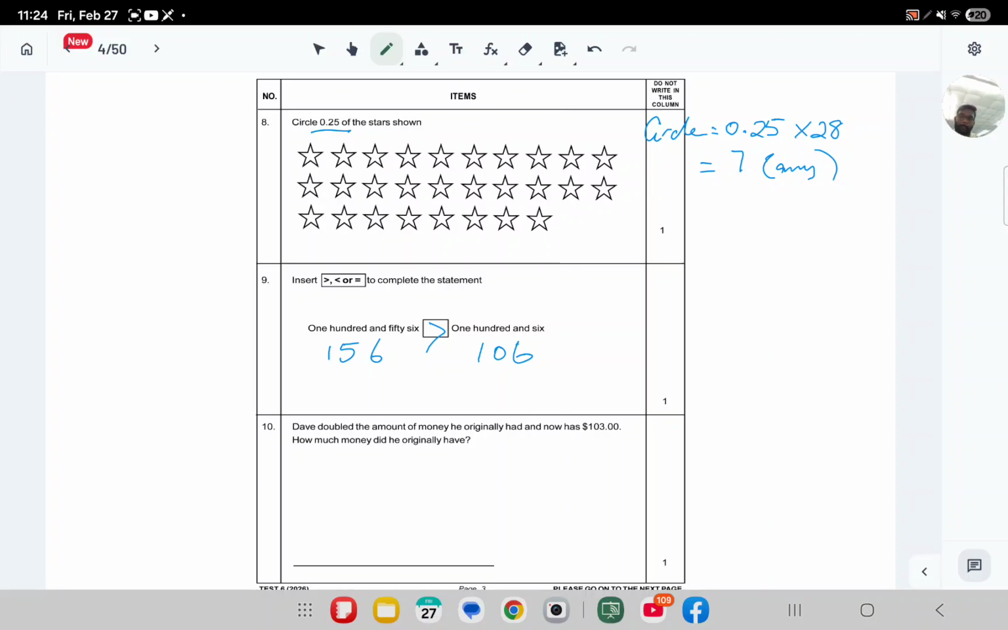Number 10, Dave doubled the amount of money he originally had and now has $103. How much money did he have originally? So if you double something, that means you multiplied by 2. So to find out what the original amount was, we just do the opposite. So it will be the 103 divided by 2, which is equal to 51.50.